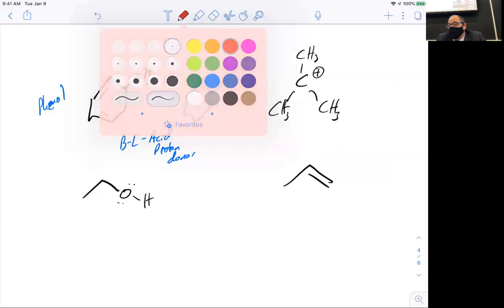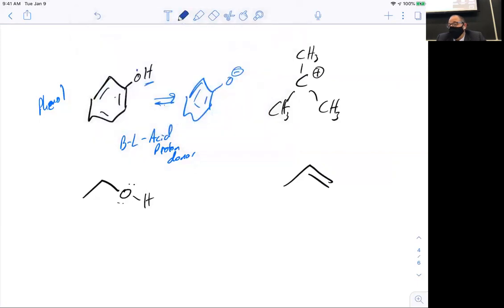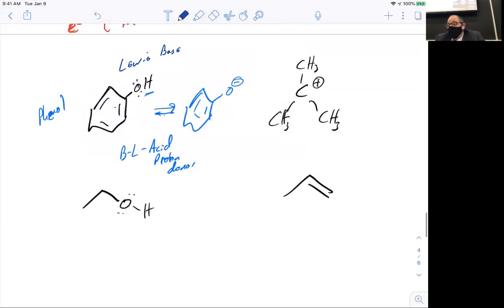Could this also be a Lewis base? Yes. So that could also potentially be a Lewis base because it has a lone pair. So it could behave as a Lewis base by giving its electrons to something. Yes. Both.